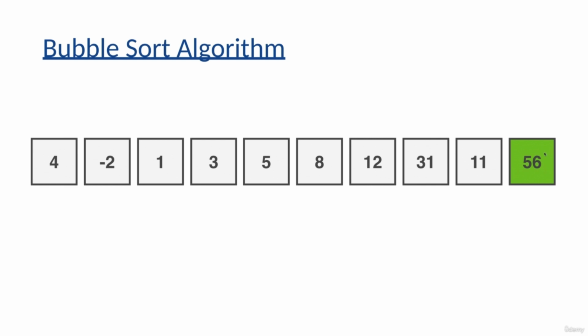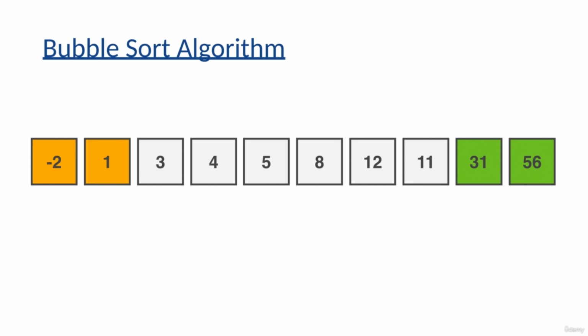So of course 56 is in its final position, so we don't have to compare it with other items in future iterations. So we start over and keep comparing adjacent items. 4 is greater than -2, so we swap them. 4 is greater than 1, so we swap them. 4 is greater than 3, so we swap them, and so on. 4 is not greater than 5, so we keep going. 5 is not greater than 8, so we keep going. We keep going until we come to the conclusion that 31 is greater than 11. Okay, and again 31 is in its final position.